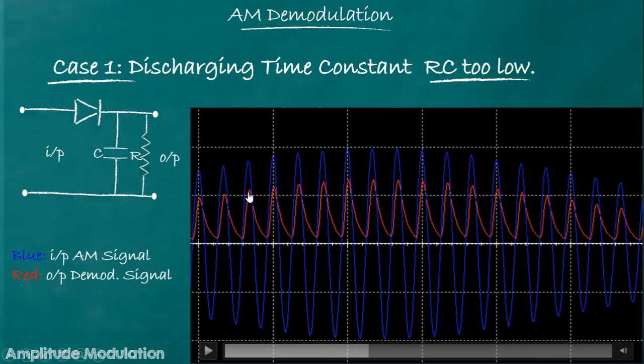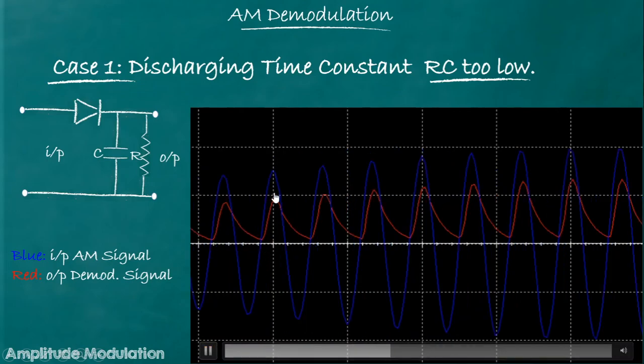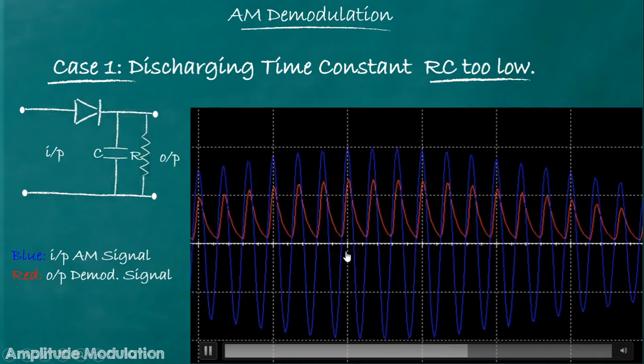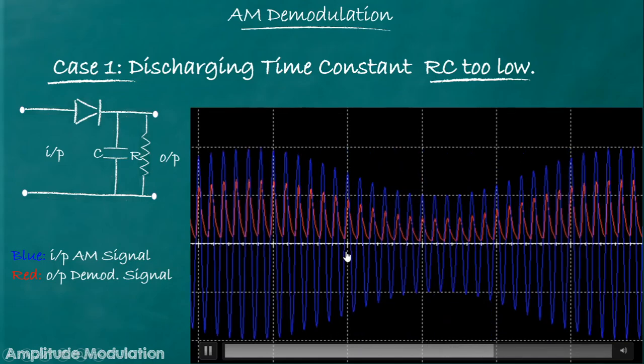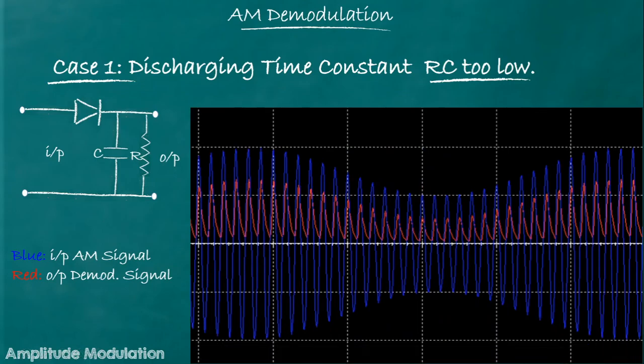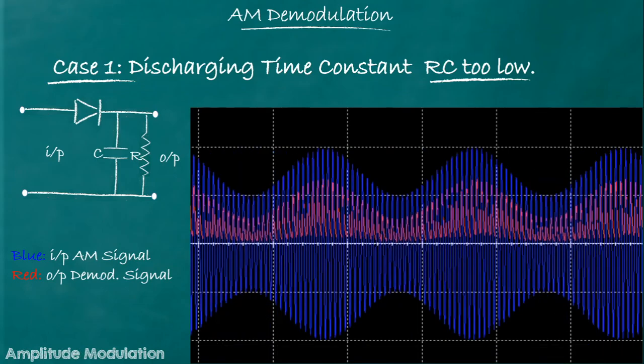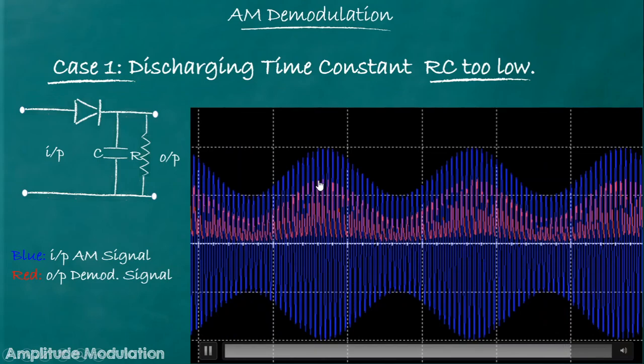your capacitor is quickly charging, that is fine, but it is also quickly discharging. As a result, your output signal, the red signal, is not following the shape of the envelope. So we can verify here that if we take the RC time constant too low, then the output signal is not following the shape of the envelope.